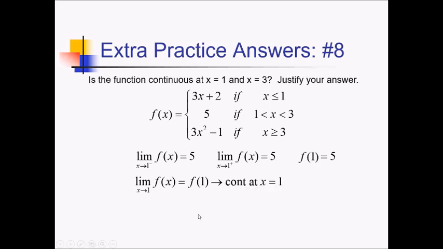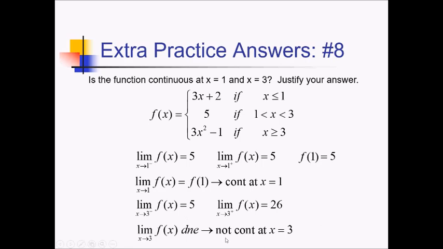Okay, moving on to x equals 3. Left side limit at 3. Now we're using this before 3 rule, which is the 5 again. Next, for the right side limit of 3, we have to use this greater than 3 rule. So 3 times 3 squared, that's going to be 27, minus 1 is 26. Well, that's a little bit different. So since our limit does not exist, because these limits did not match up, since the two-sided limit does not exist, that means that f is not continuous at x equals 3.